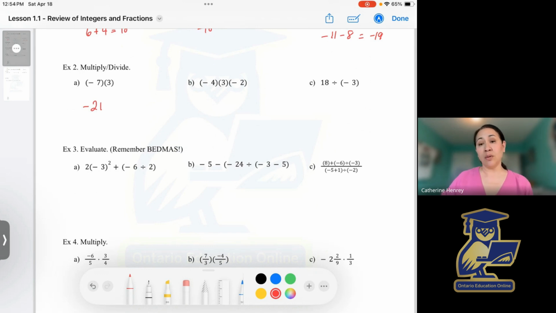Over for B, we are multiplying 3 integers together. But if we take a look, we have one negative there and one negative there. An even number of negatives is going to make a positive value. And then 4 times 3 times 2 is going to give me 24. In our example C, 18 divided by negative 3. Again, we have a single negative sign, so our answer is going to be negative, and 18 divided by 3 is going to give me negative 6.